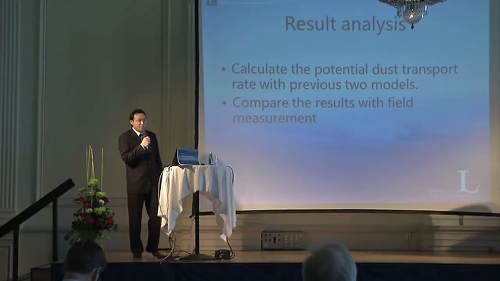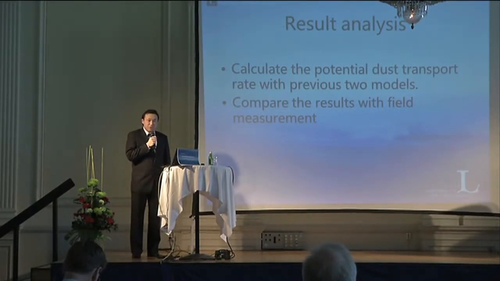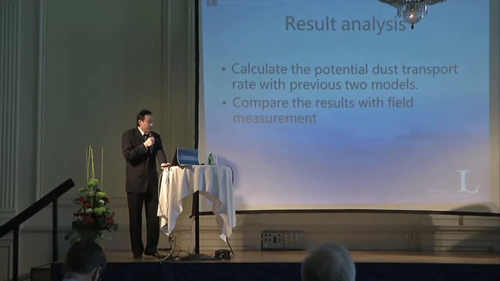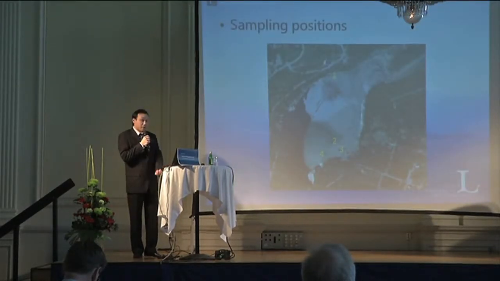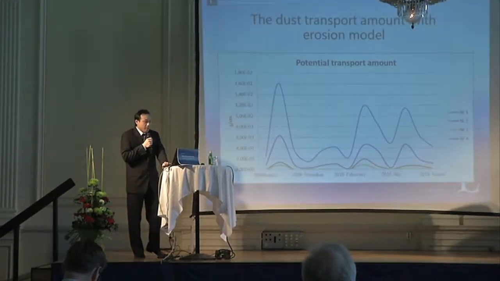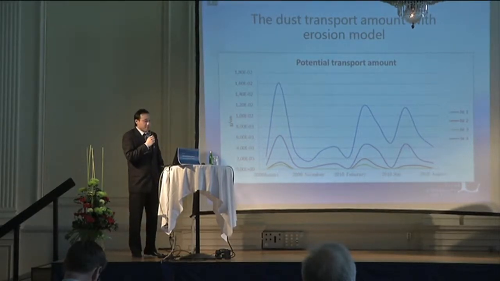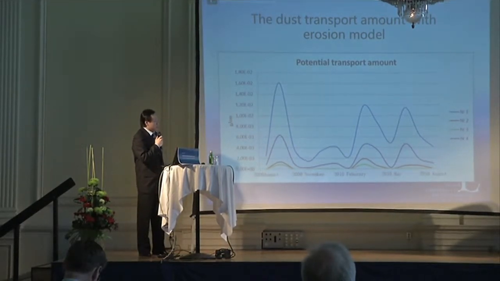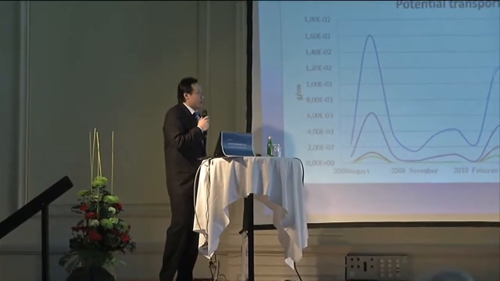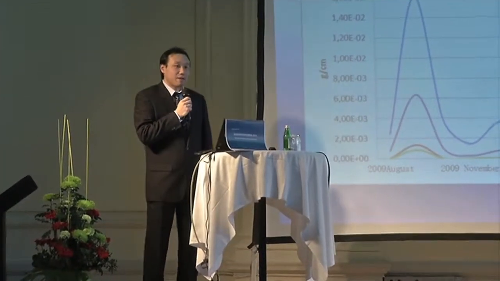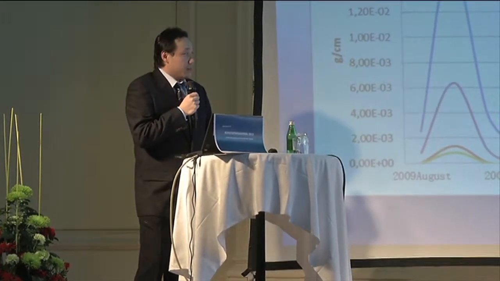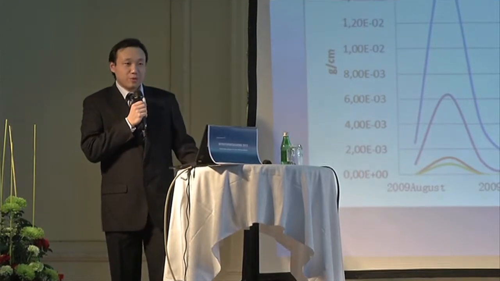Then I applied these models in my case study and calculated the potential transport rate for four sample points, shown in this picture. We have 1, 2, 3, 4 there. The results from the first model give this curve, which can explain that sample positions number 1 and number 4 get a higher transport amount because they are on the slope of the pit and exposed to wind, so they are easily eroded.